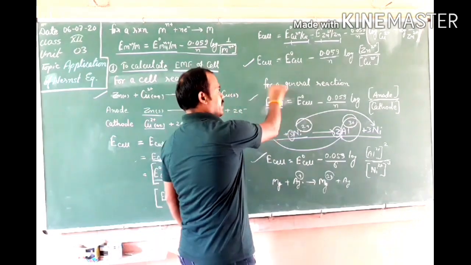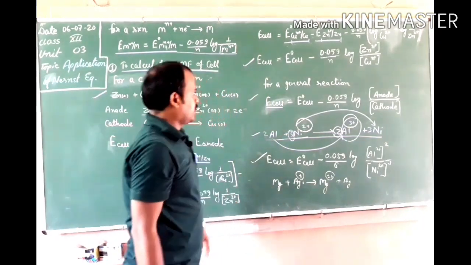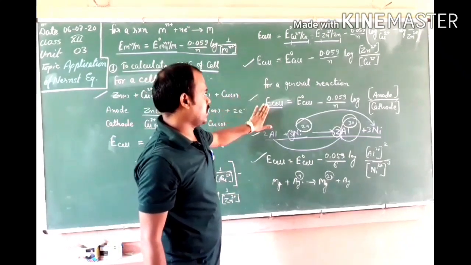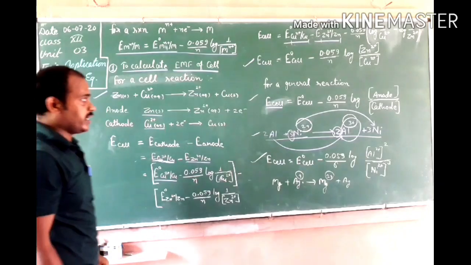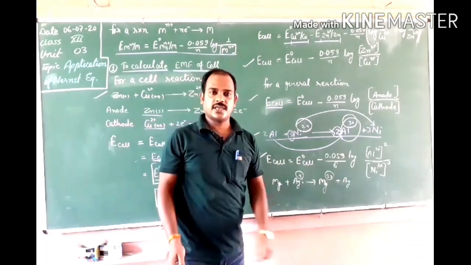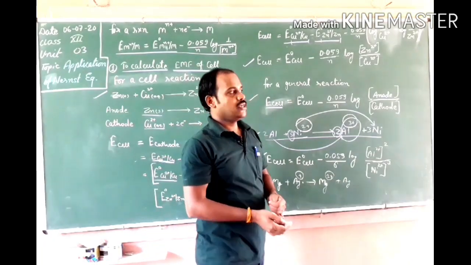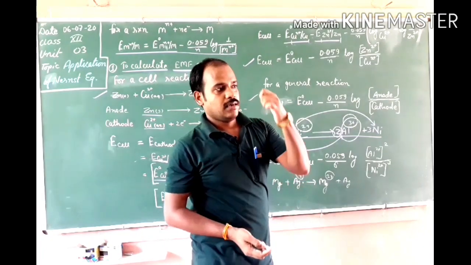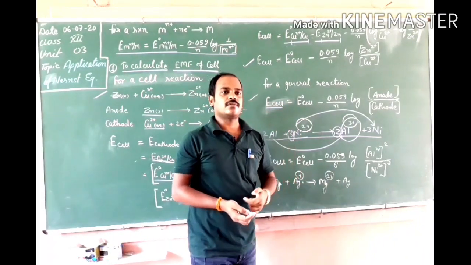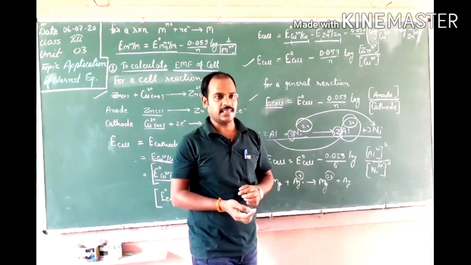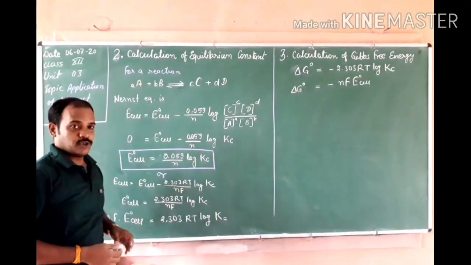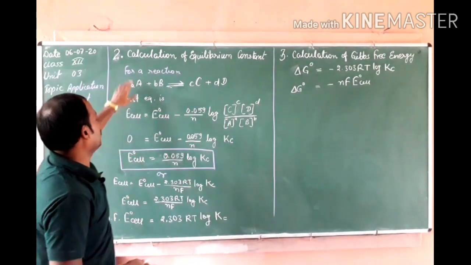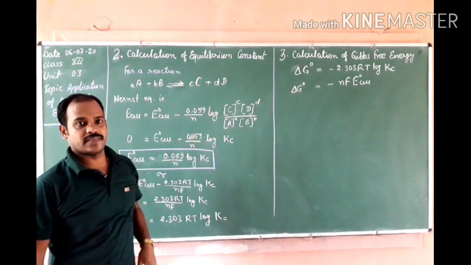So this one is a common general reaction. For a general reaction, the electrode potential of the cell can be calculated like this. Okay, the second application of the Nernst equation is to calculate the equilibrium constant, that is Kc.